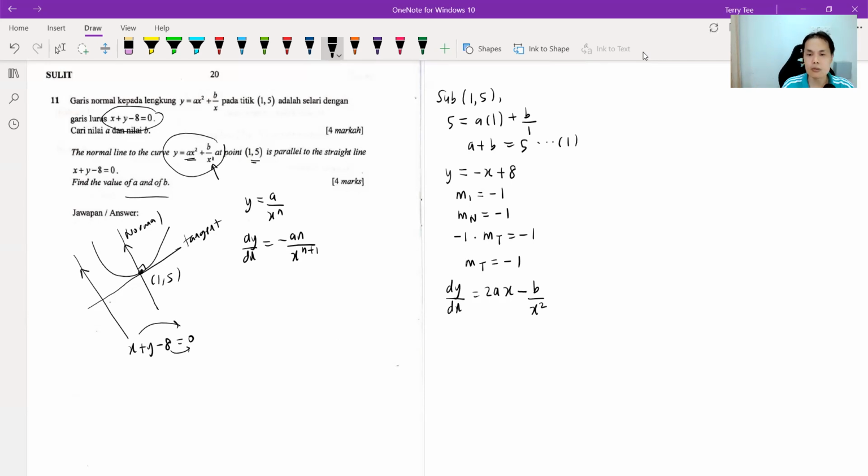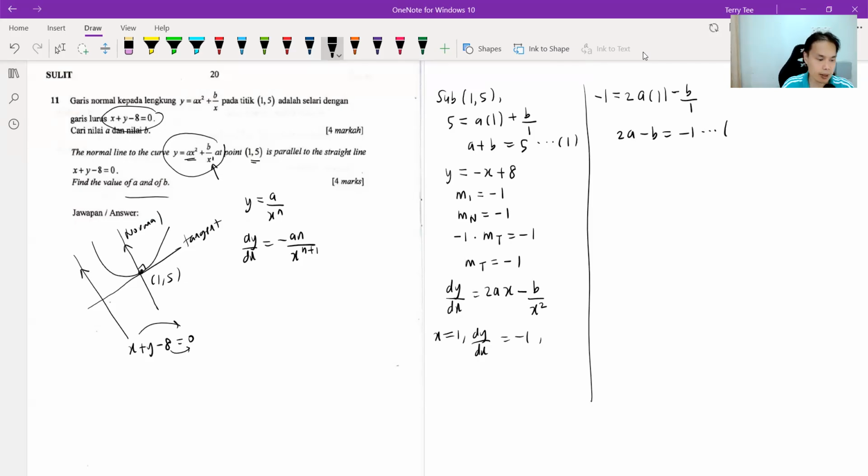And let us substitute your coordinate. Your x value is now 1 when your dy/dx is -1. Okay, let me continue over here. Now, when I sub inside, my dy/dx is -1. My x is 1. My b here, I put 1 inside. 1 squared is still 1. So my 2a minus b is now -1.